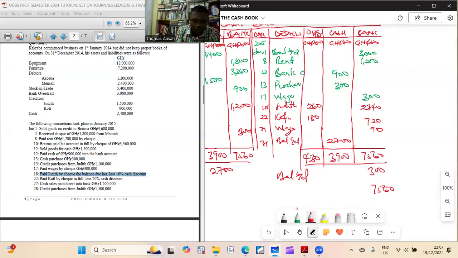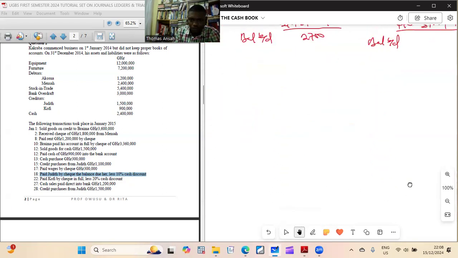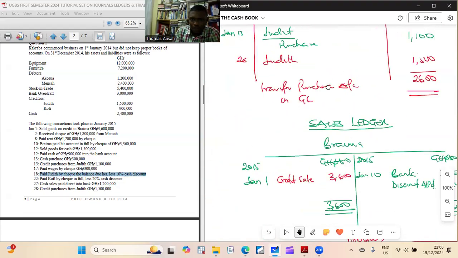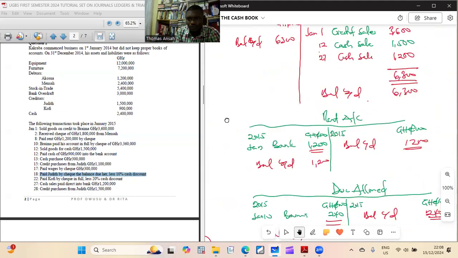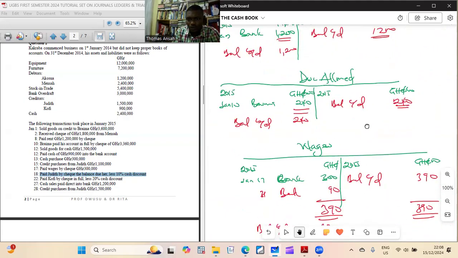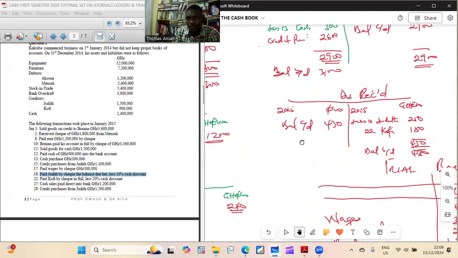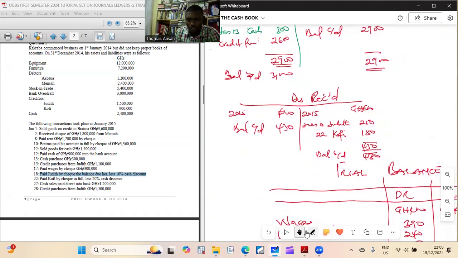So 260 plus the 180 should be 440. That's 10. Difference of 10. So 440, which means that the discount received should be 440. So the account that we opened for discount received, where is that? Is it discount allowed? Wages. Where is discount received? Yeah. So this side is meant to be 260, making it 440.